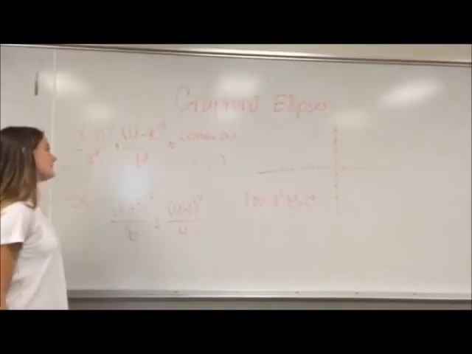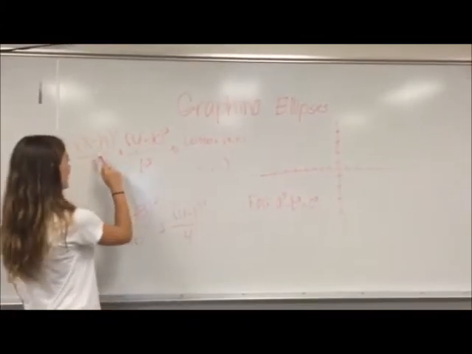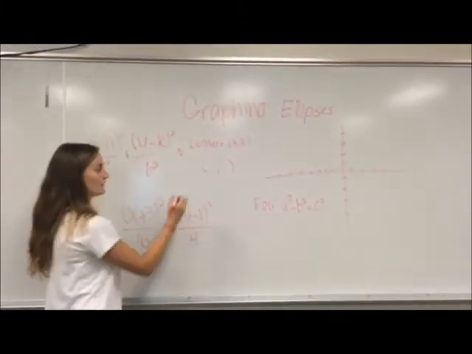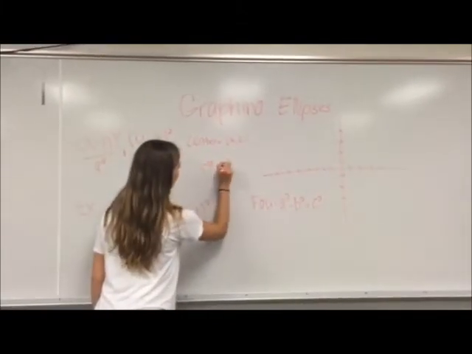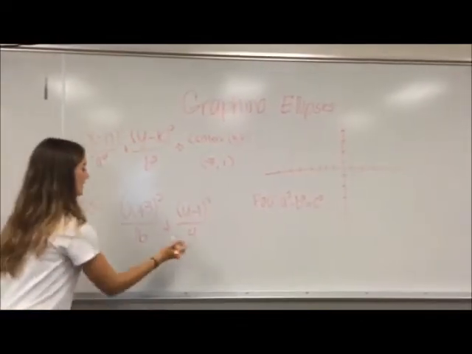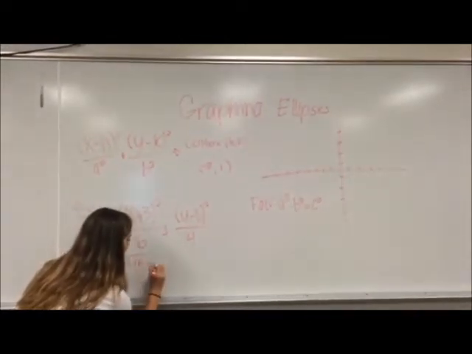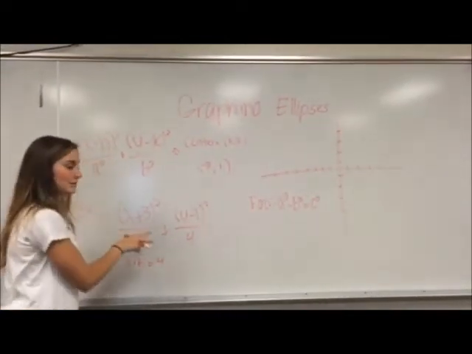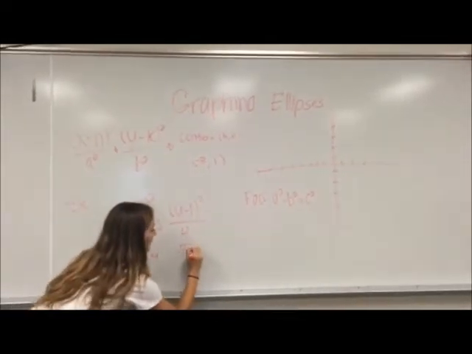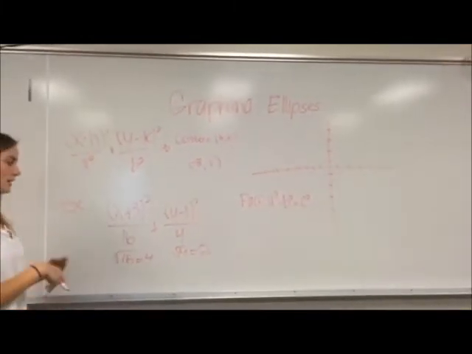Okay, so this is graphing ellipses. First, to find the center, you have to find h and k from the standard equation. In this equation, it's -3 and 1. And then to find the vertices, you look here and take the square root. The square root of 16 is 4, and that's on the major axis, which is the x-axis, so it's horizontal. And then for this one, it's 2, so that's on the minor axis.